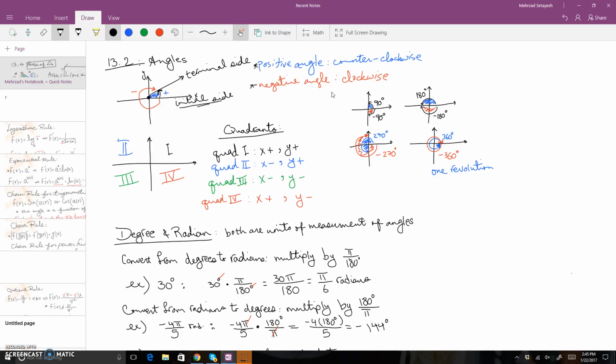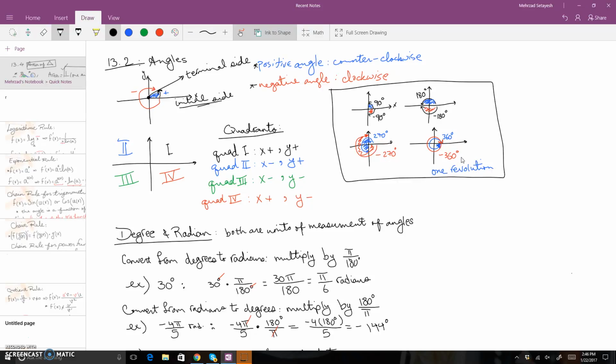For example, here I'm showing you that, look at the 90 degrees, the right angle. If I start from the x-axis and I move counterclockwise, then 90 degrees is a positive angle. But in red, I showed you that if I start from the initial side and move clockwise, then the angle that we measure here is negative 90 degrees. Same goes for 180 degrees, same goes for 270 degrees, and it's negative.